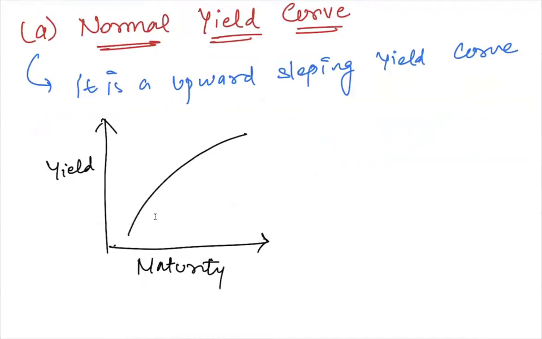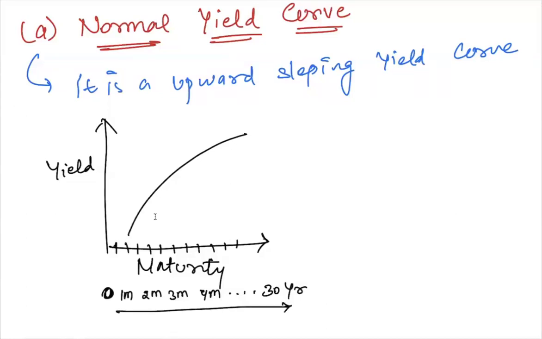Maturities always start from low to high, right? Let's say it will start from 0. Then we have 1 month, 2 months, 3 months, 4 months, and so on, 6 months, 1 year, 2 years, 12 years, and it will go up to 30 years. This maturity will go up till 30 years, and we have a different yield for all of them.